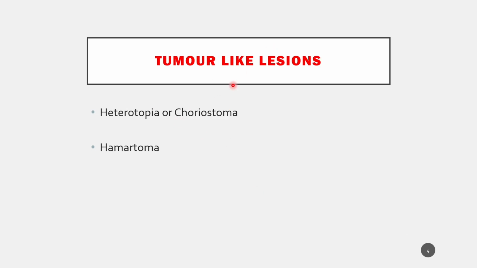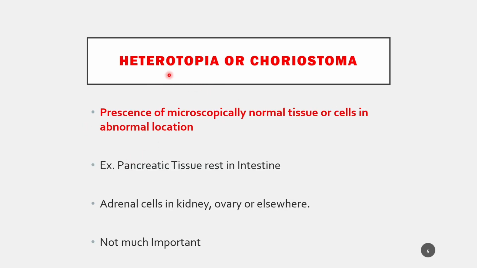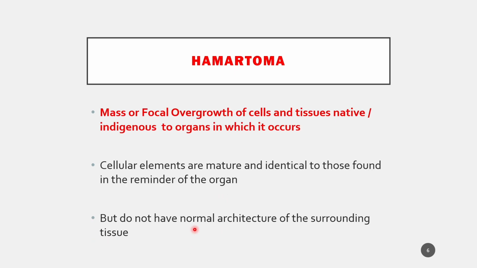Means it's not a tumor but a tumor-like lesion. That is the choristoma, heterotopia, or hamartoma. So what is heterotopia or choristoma? The name itself suggests, hetero means outside. Topia means presence. So here is the presence of microscopically normal tissue or cells in an abnormal location. For example, pancreatic tissue present in the intestine, adrenal cells present in a kidney, ovary, or anywhere else. So this is called heterotopia, at the site where they should not be present. That is not much important, but it's not a tumor and you need to recognize it, right?